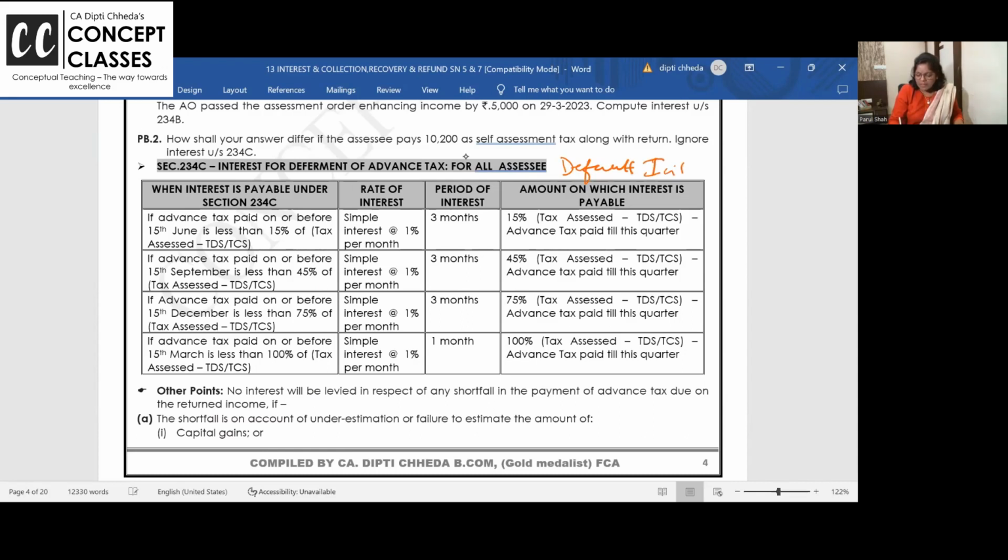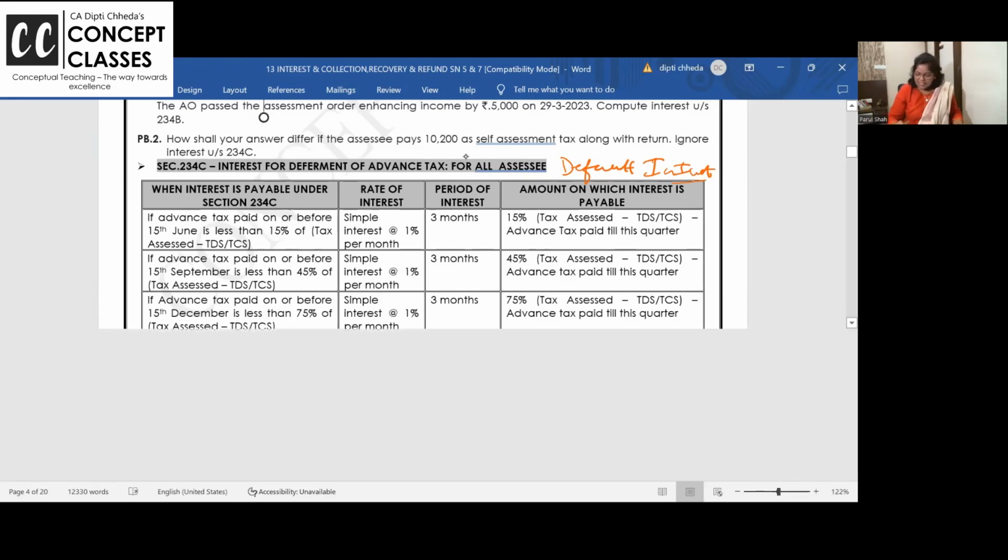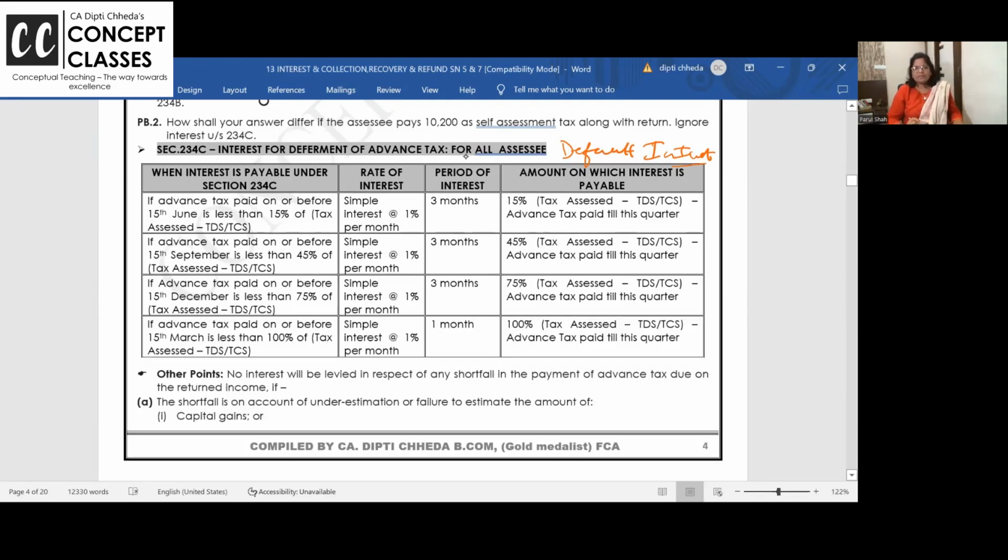Write down. If there is a default in installment, 234C interest will be charged. If advance tax paid on or before 15 June is less than 15%, tax minus TDS and all, simple interest 1% will be charged for 3 months. If advance tax paid on or before 15 September is less than 45%, then 1% interest is again charged for 3 months. You may be surprised, ma'am, why 3 months?